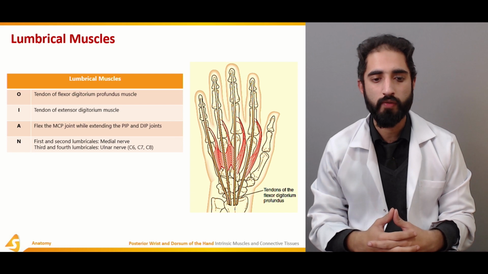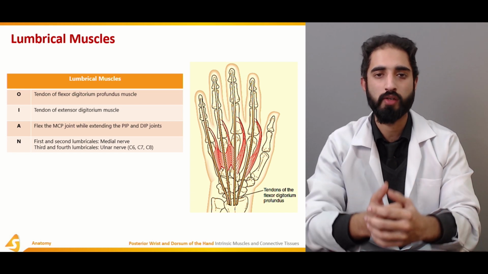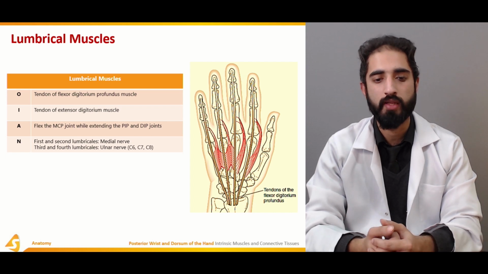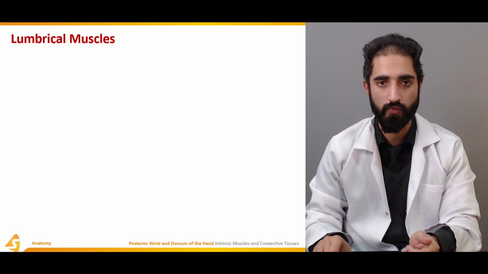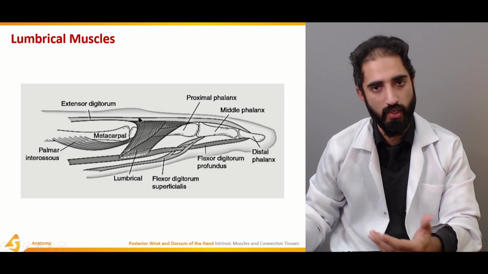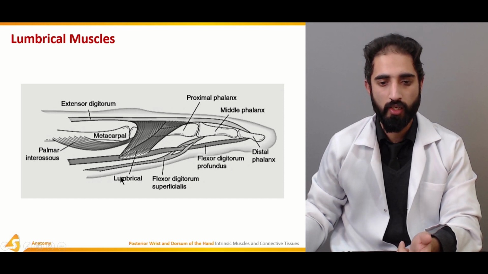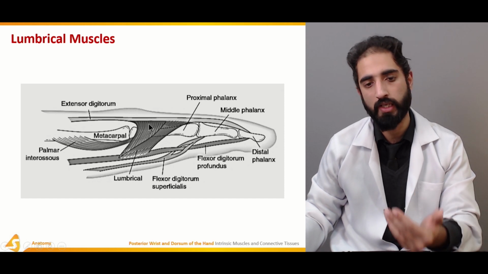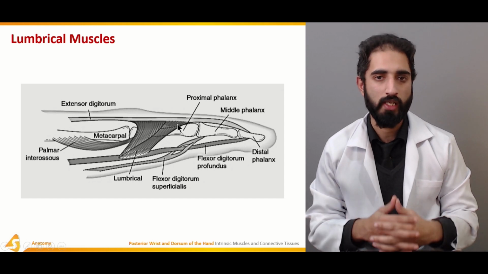The nerve supply of the first and second lumbricals is via the median nerve, whereas that of the third and fourth lumbricals is via the ulnar nerve, via the nerve roots of C6, C7, and C8. Here once again we can see the extensor digitorum, which becomes the extensor expansion and the extensor hood, and we can see that the lumbrical muscles, which arise from the palmar aspect, move dorsally and insert into the extensor digitorum tendon or the extensor expansion.